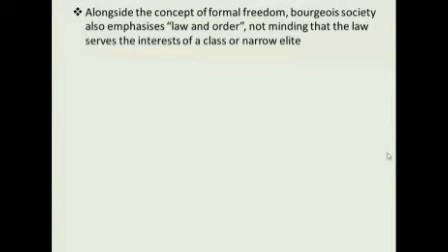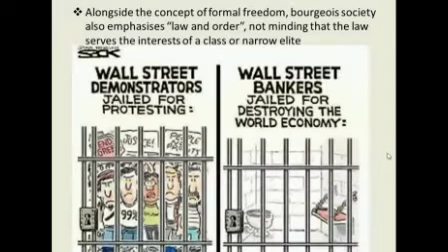Alongside the concept of formal freedom, bourgeois society also emphasizes law and order, not minding that the law serves the interests of a class or narrow elite. For example, we can see how Wall Street bankers are never jailed for the various things they do that steal wealth and destroy the economy, but those who protest against it end up in prisons. This is the equality in the law, as they claim it is.